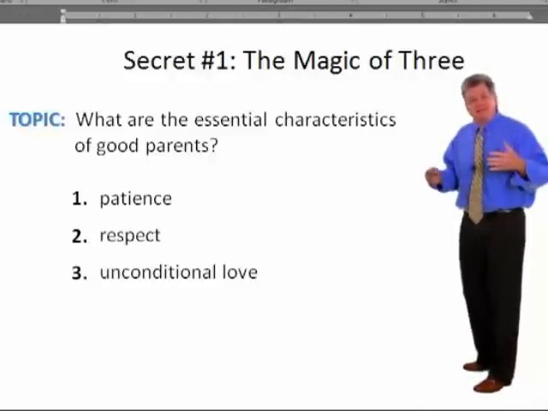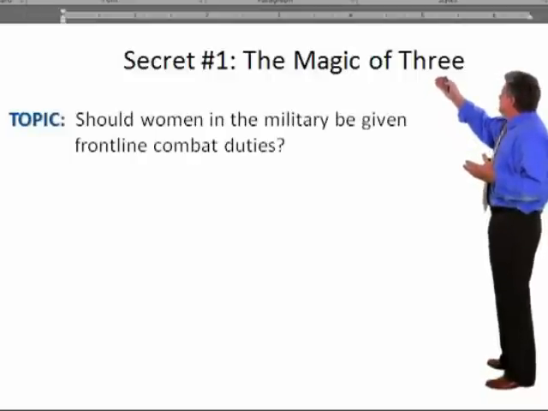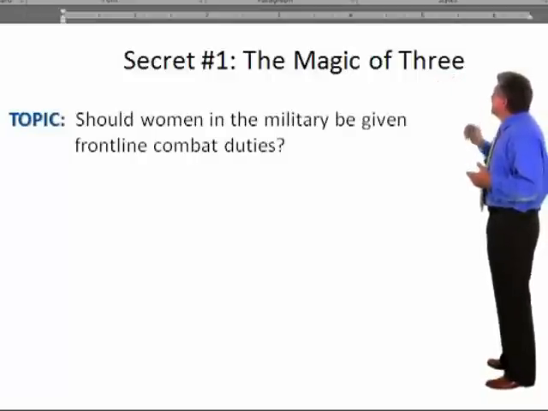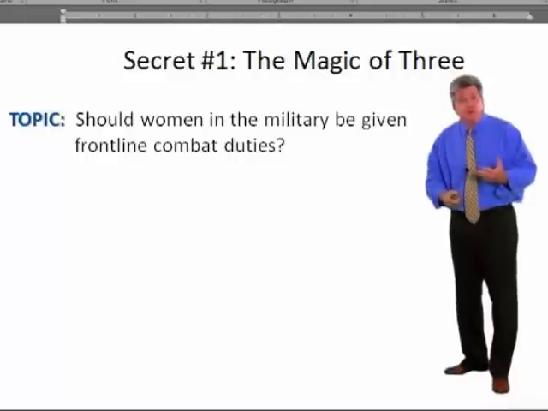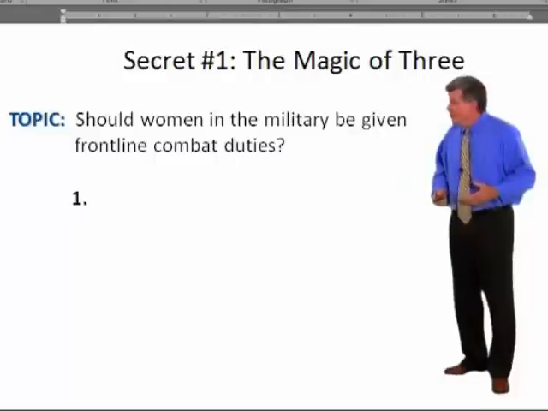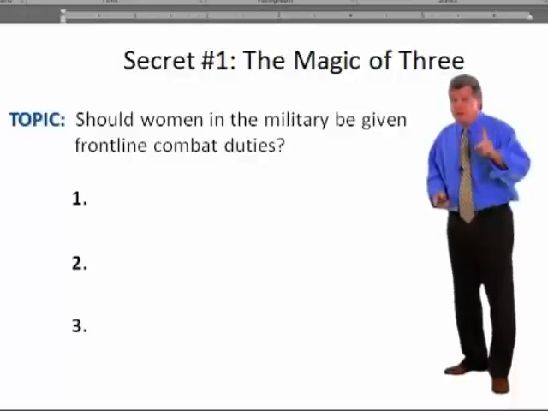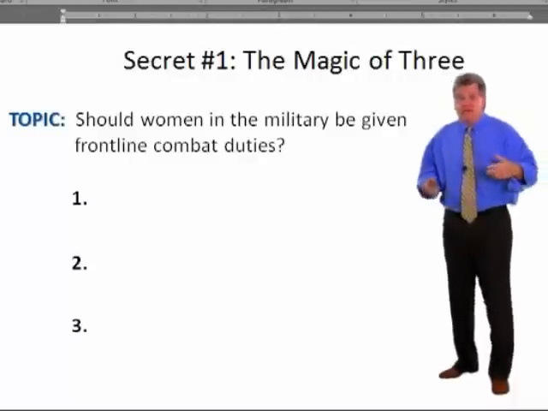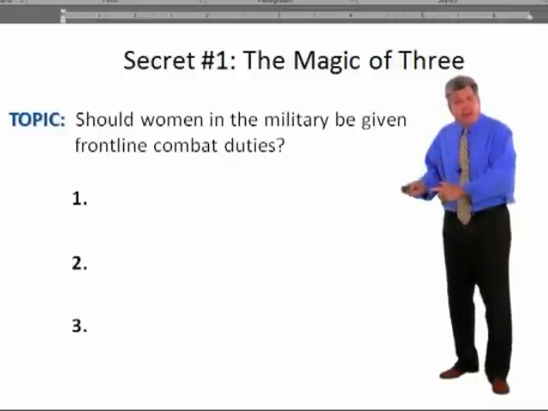Let's take another kind of topic. Let's take a more controversial topic. Something like, should women in the military be given frontline combat duties? Very controversial. You're going to read about it. You're going to talk about it. You're going to listen to your professor lecture on it. You're going to consult sources on it. And after you do all that, you still do one thing and one thing only. 1, 2, 3. You come up with a position, because you've got to have a position. That's what being in college is all about. You're able to take a position, state an opinion, and then support it in a logical, acceptable way. And we're going to do it with 3 main points.